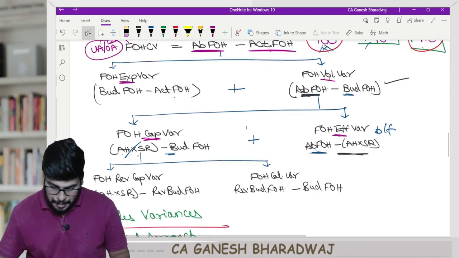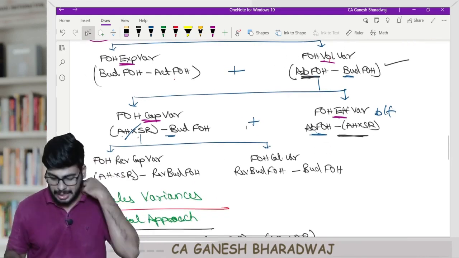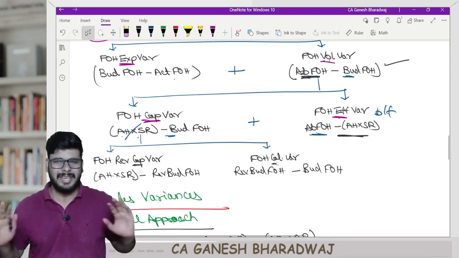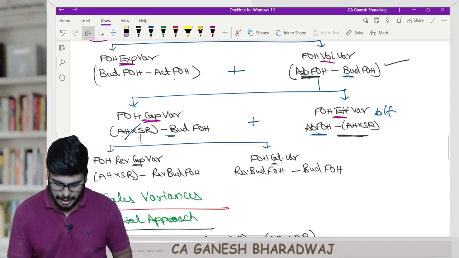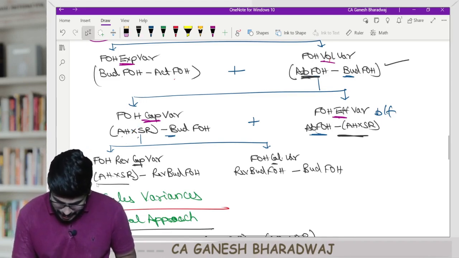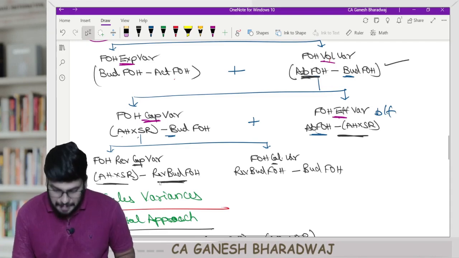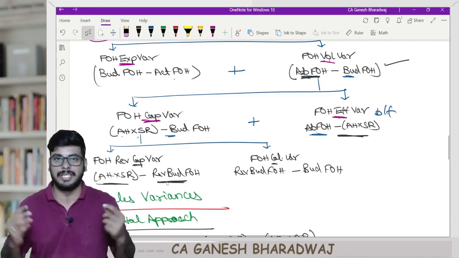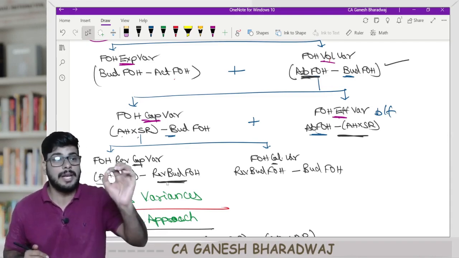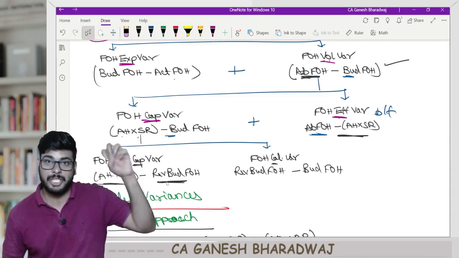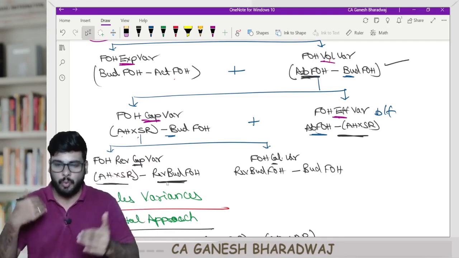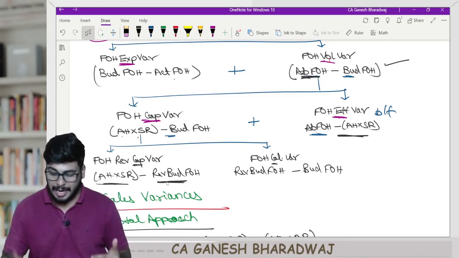Now it doesn't stop here. The capacity variance is further classified into two: the revised capacity variance and calendar variance. Very simple. It is just one small tinkering they do. This is nothing but the same thing, only here it's going to be AH into SR minus revised budgeted fixed overheads. Are you clear with this? When do we use this? When the number of days in the budget data and the number of days in the actual data are different. So what we do is we use this concept of calendar variance.